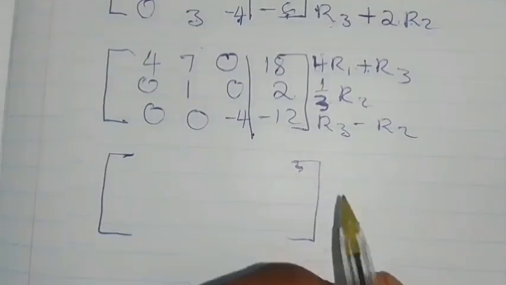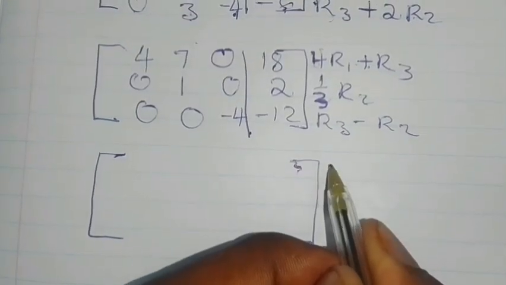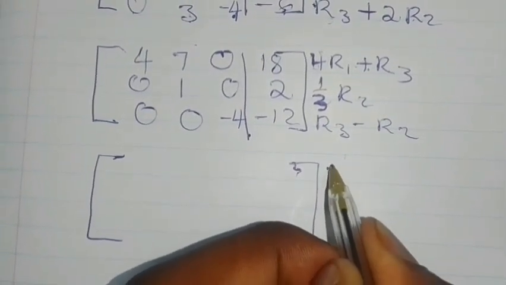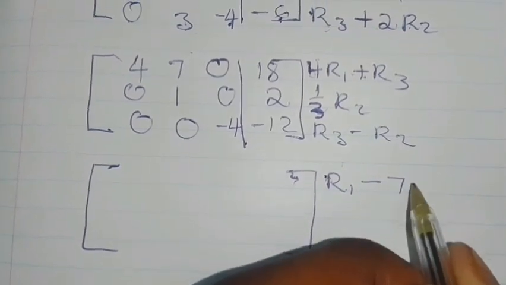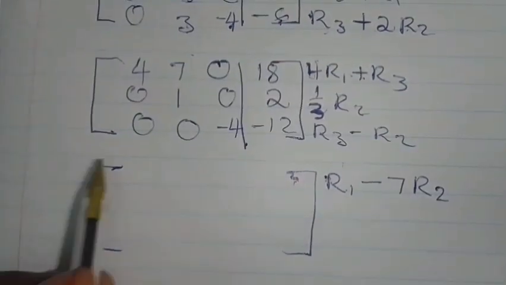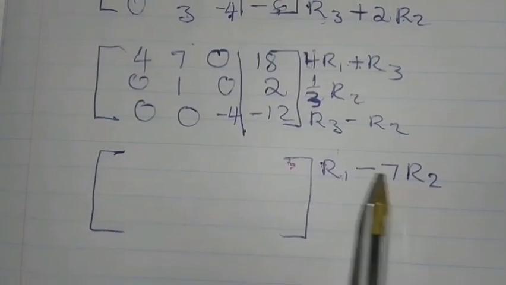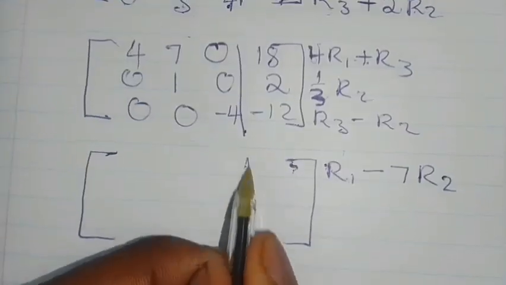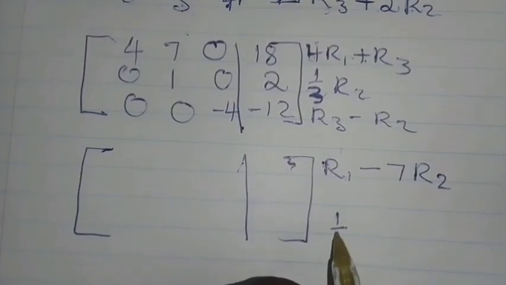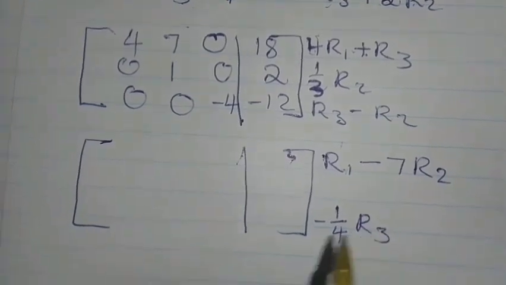So what do we do? We can replace row 1 by row 1 minus 7 row 2. And then row 3, we can divide row 3 by minus 4. So we get something like that.